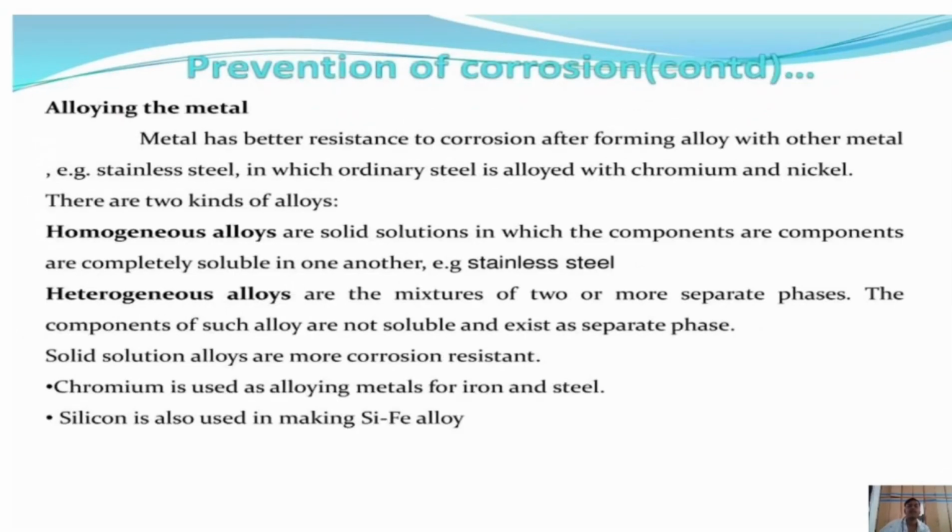Alloying the metal. Metal has better resistance to corrosion after forming an alloy with other metals. Example: stainless steel, in which ordinary steel is alloyed with chromium and nickel. There are two kinds of alloys: homogeneous alloys and heterogeneous alloys. Homogeneous alloys are solid solutions in which the components are completely soluble in one another. Heterogeneous alloys are mixtures of two or more separate phases. The components of such alloys are not soluble and exist as separate phases. Solid solution alloys are more corrosion resistant. Silicon is also used in making SiFe alloy.